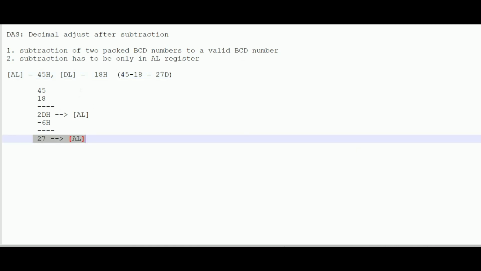I hope by both these examples you will be able to understand the functioning of decimal adjust after subtraction, that is, the DAS instruction.